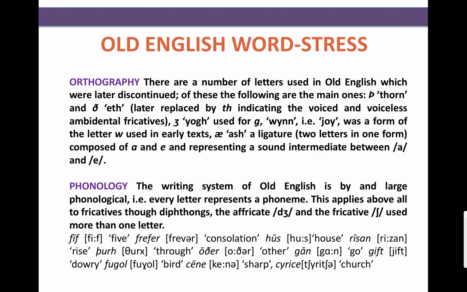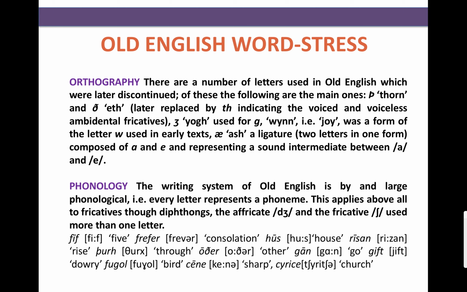First, we're going to talk about Old English word stress. Orthography. There are a number of letters used in Old English which were later discontinued. The main ones are thorn and eth, later replaced by th, indicating the voiceless and voiced interdental fricatives. Another example is the ash, a ligature, two letters in one form composed of A and E and representing a sound intermediate between A and E.